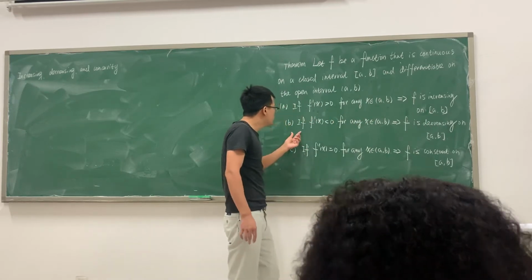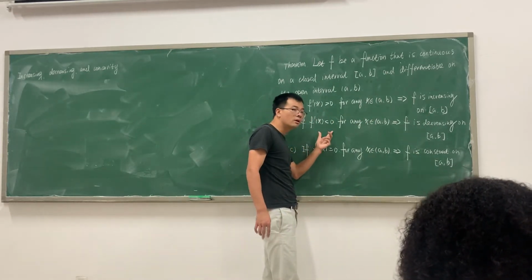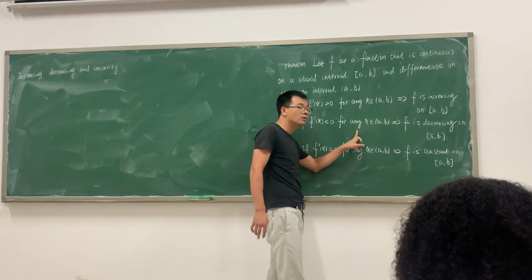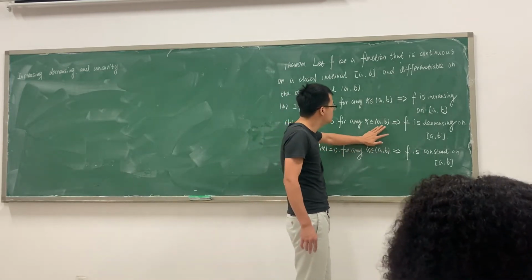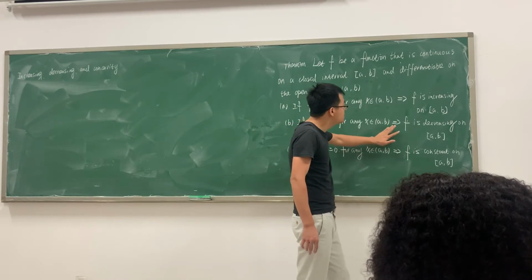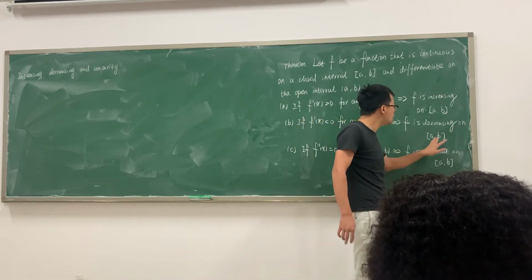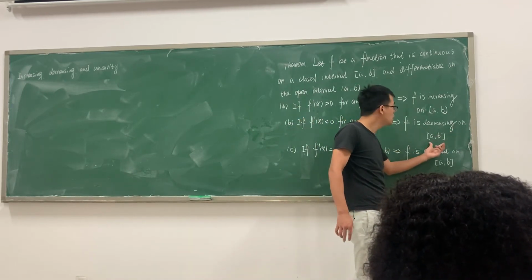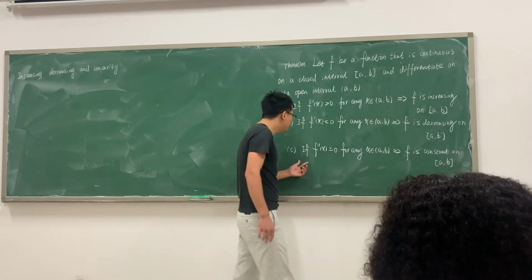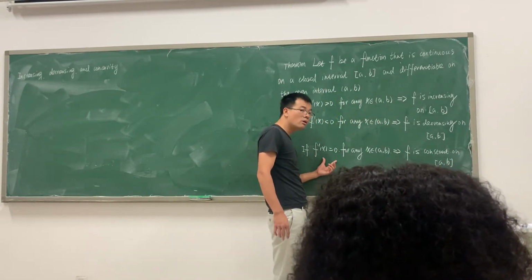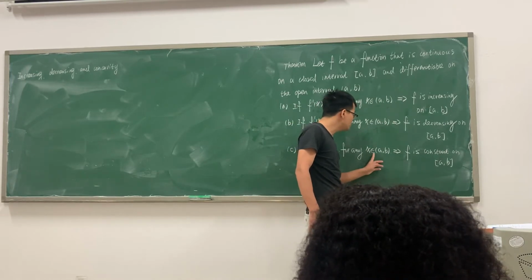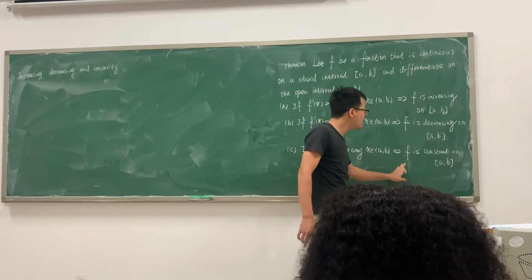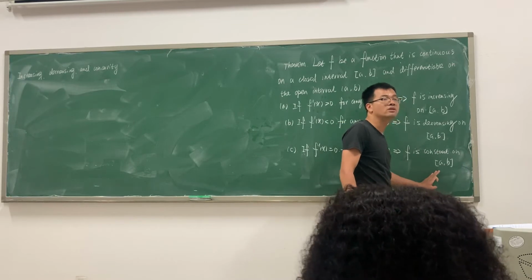So if f prime less than 0, for any, okay, for any x belongs to open interval (a, b), then f is decreasing on the closed interval [a, b], okay? If f prime equal to 0, for any x belongs to (a, b), then f is constant, okay? Then f is constant.